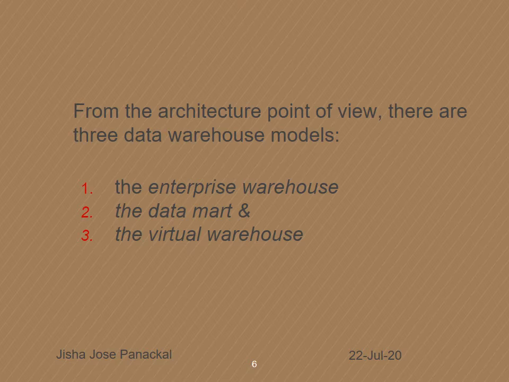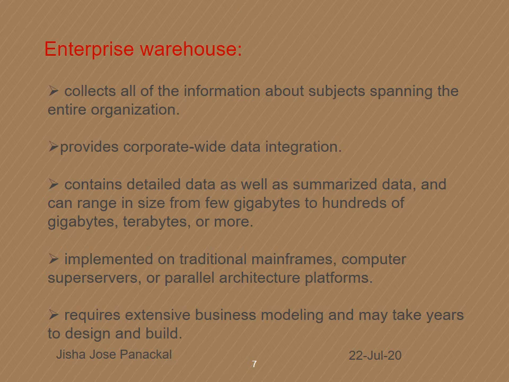So we will see what are the three different data warehouse models. First one is enterprise warehouse. It collects all of the information about subjects spanning the entire organization. So its scope is enterprise-wide.